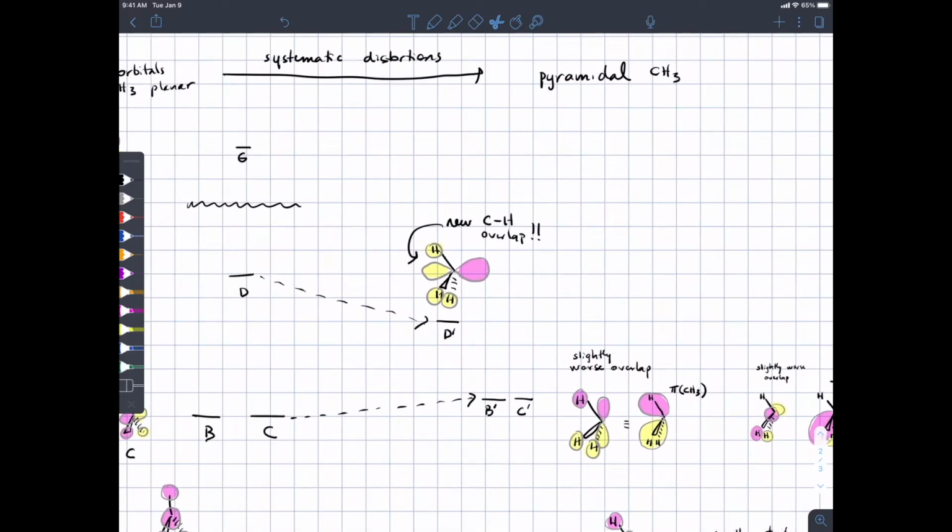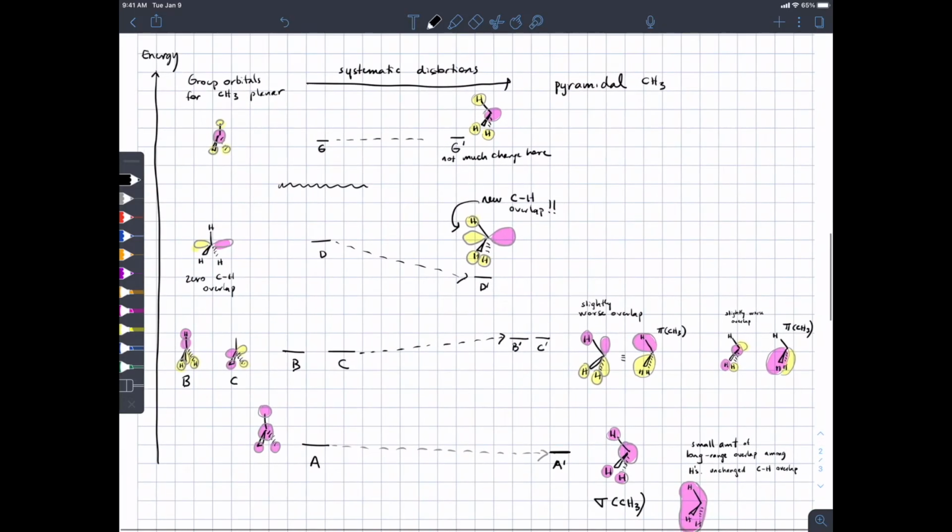And then finally, this orbital G, if we go to the pyramidal methyl, it actually does basically nothing when we move those hydrogens out. They were out of phase anyway, so there wasn't really a stabilizing interaction. So there's not much change here. Okay. All right. Comfortable with where we are so far?